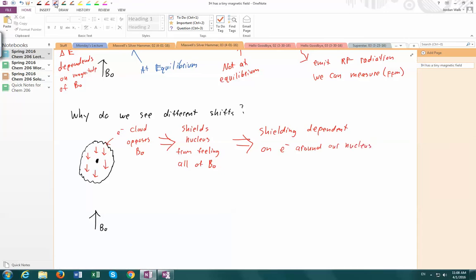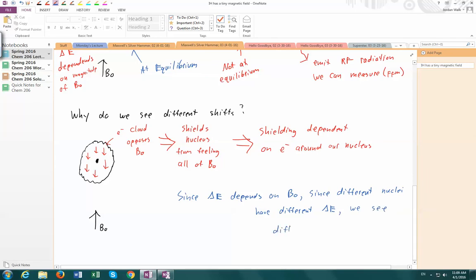Okay, so finally, to summarize all this information into a relatively concise way, we'll say that since delta E depends on B naught, and since different nuclei have different delta E's, we see different chemical shifts. And so in a spectrum, we ultimately are going to measure that in ppm.